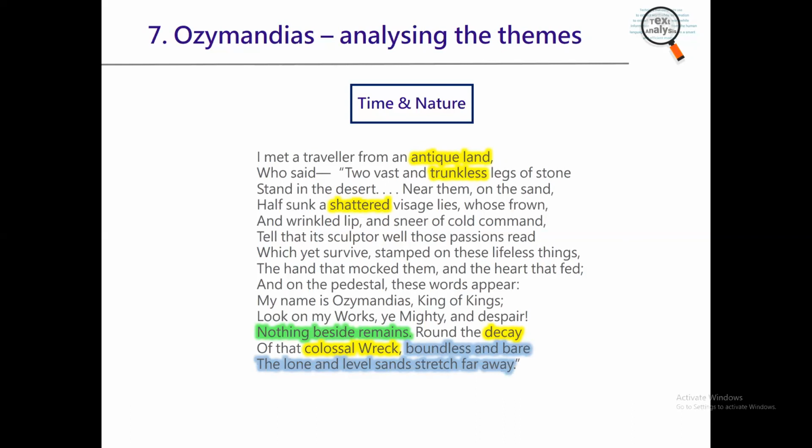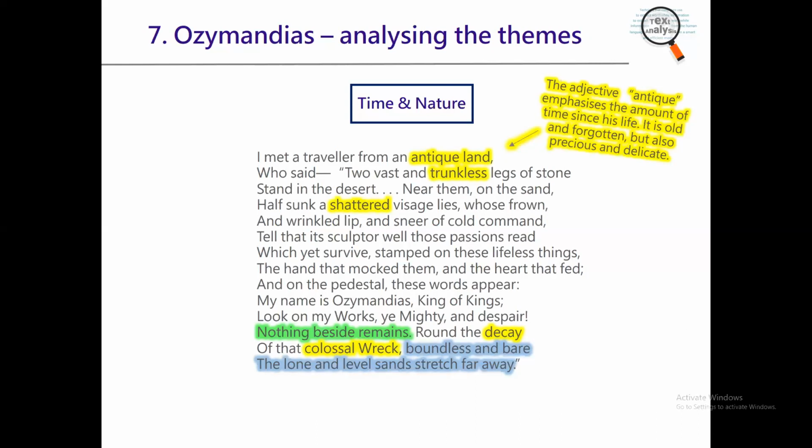The step after that, after you've got the evidence, is to actually analyze them, to zoom in on the key words, phrases, or features that Shelley chose when he was writing the poem. So, for example, antique land. I met a traveller from an antique land. So this traveller had come from a land that is described as being antique. Now, that adjective emphasizes the amount of time since Ozymandias' life.